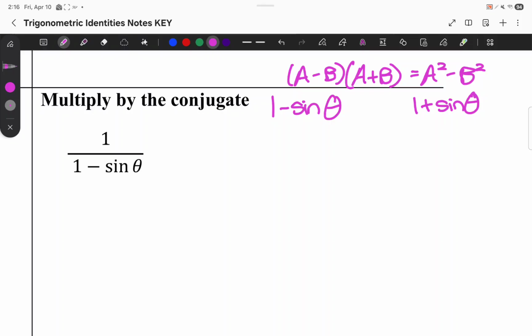Now we do have to be a little bit careful because we don't want to change the value. So you can't just randomly multiply by 1 plus sine theta, but what can you multiply by? Jaden, that was your cue. What can you multiply by?